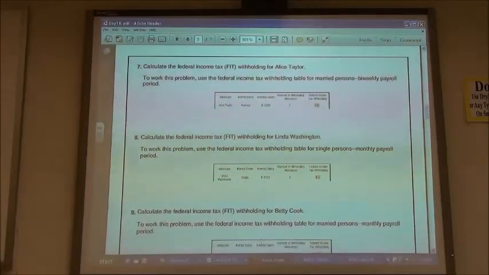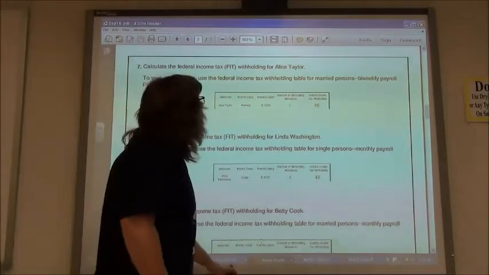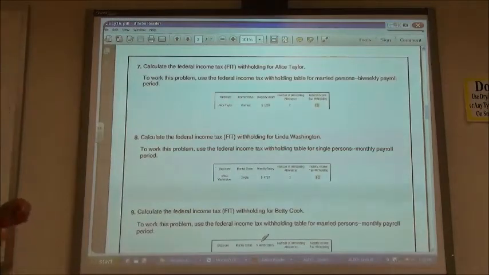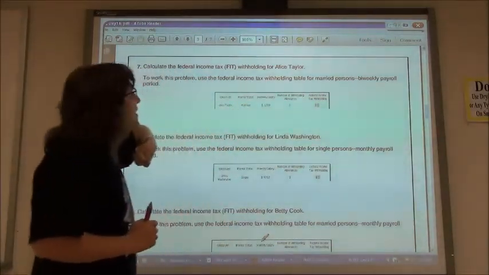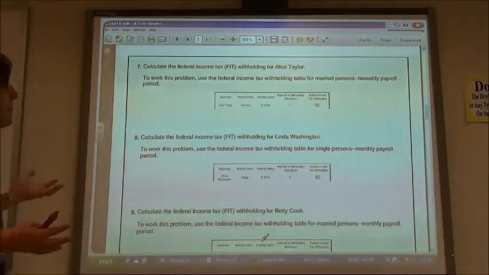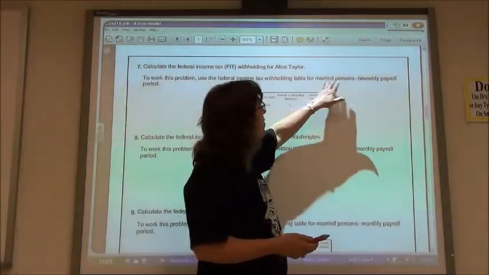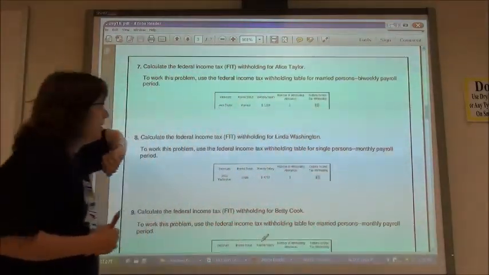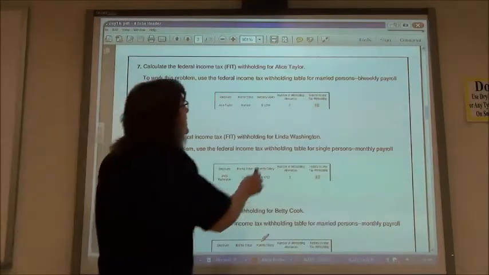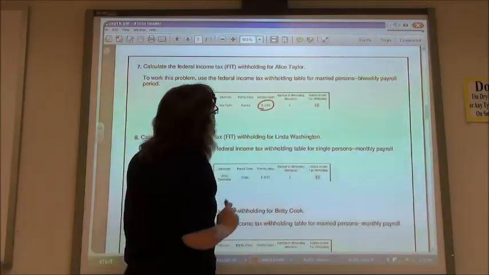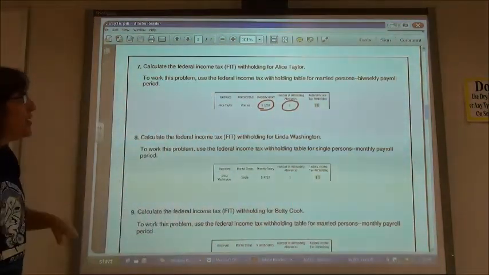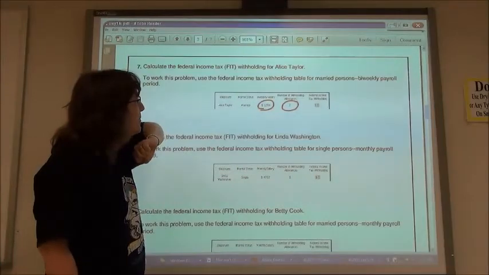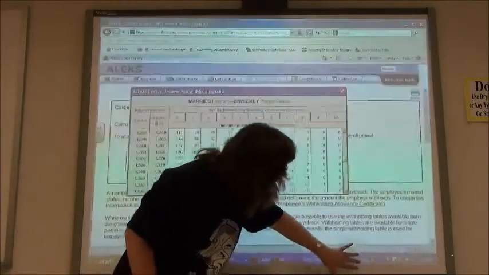So on number 7, we're calculating the federal income tax FIT withholding for Alice Taylor. To work this problem, we're going to use a federal income tax withholding table. And on Alex, you will click on the words federal income tax withholding table, and the table will pop up. So it's going to bring up the table for married persons biweekly payroll. And so what you need to know is the biweekly salary is $1,289. The number of withholding allowances is 2. So you're going to click on federal income tax withholding table.